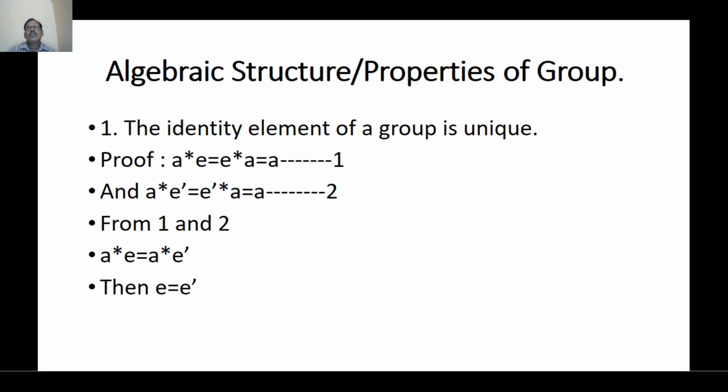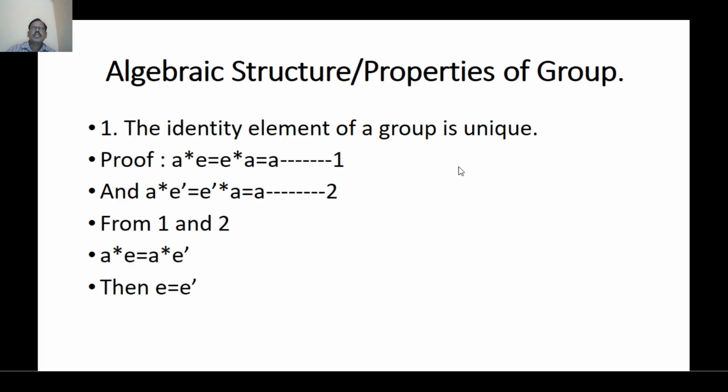If you consider non-zero rational numbers, 1 acts as identity element under multiplication. No other element acts as identity element under multiplication. So this theorem states that the identity element of a group G is unique. A group contains only one identity element. It does not contain 2, 3, 4 identity elements.